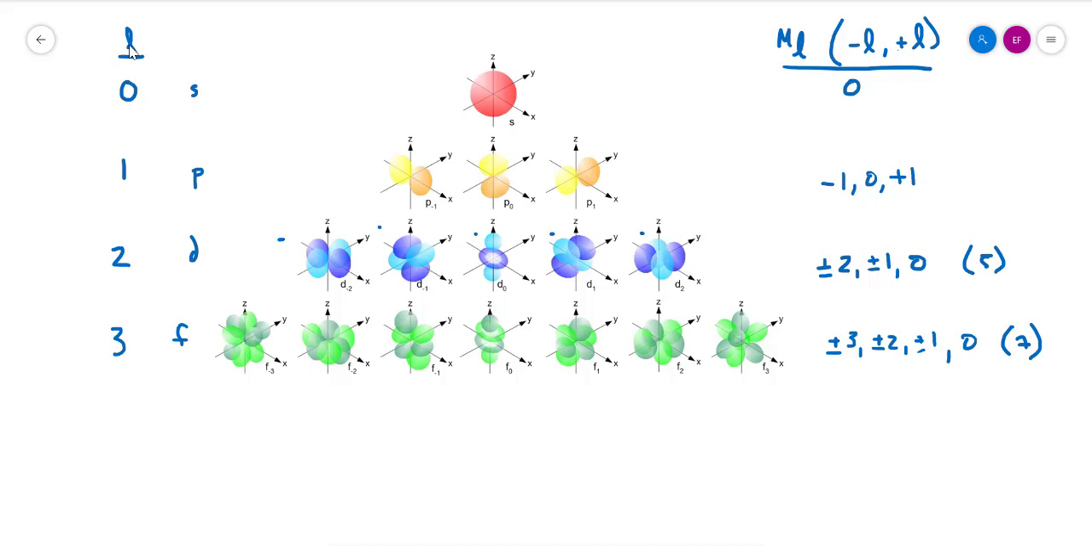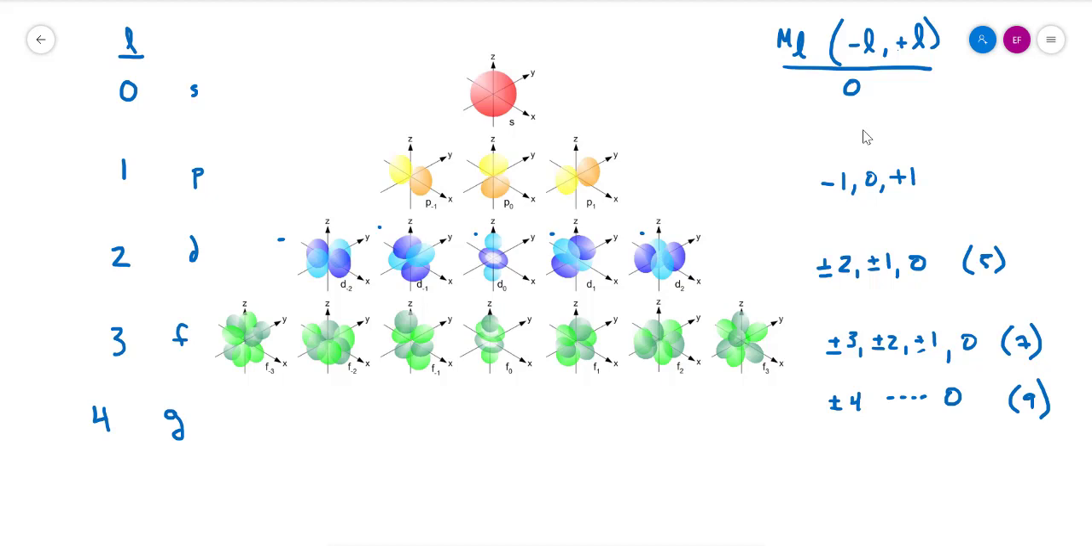You can imagine if we went to L equals 4 and G, then we would have ±4 all the way through 0, which would give us a total of 9 different orientations of the g orbital. Okay. So remember, I mentioned that all of these shapes are probability functions to just tell us where an electron can exist.